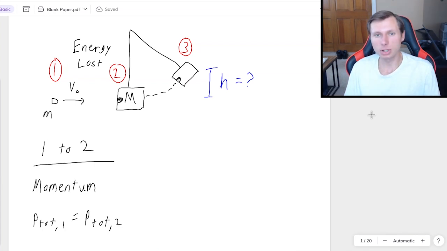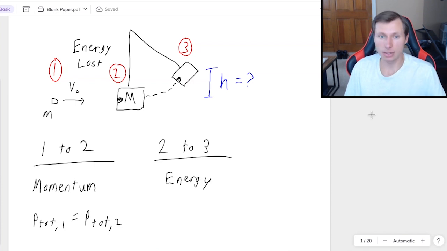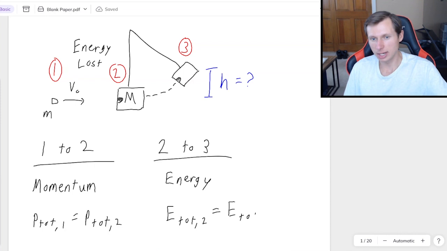However, after the collision is over, and the bullet and block together move from point 2 to point 3, we are going to use conservation of energy. So yes, from point 1 to point 2, we are losing some energy, but as soon as the collision is over and the block and bullet are now moving together towards point 3, energy is going to be conserved. And so what that means is energy total at point 2 is going to be equal to energy total at point 3. These two equations are the secret to understanding this problem.